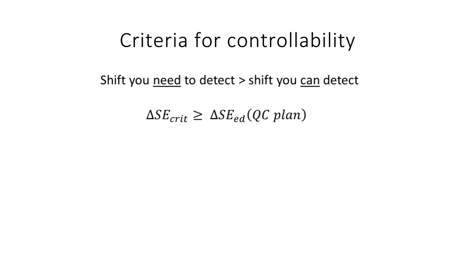So the principle here is that the size of the shift we need to detect, the critical shift size, needs to be greater than the size of shift we can detect with our QC plan. So put another way, if I can detect a shift of size X with my QC plan, I can control any process that has a critical shift size bigger than X. So how do we find out what a QC plan can detect?